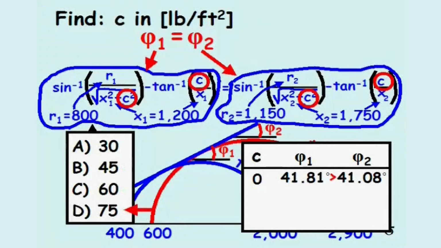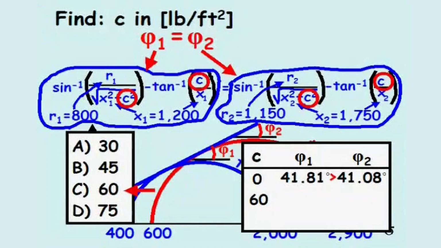Same is true for if we try c equals to 75 pounds per square feet. There will be a 75% chance we won't be done with the problem. But if we choose an intermediate value, such as c equals 45 pounds per square feet or 60 pounds per square feet, there will be a 50% chance that we won't have to evaluate another expression.